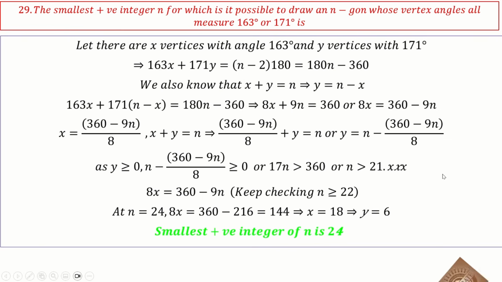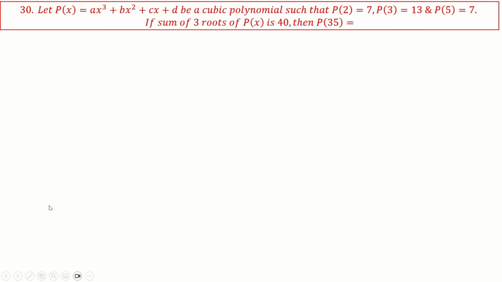Yeah, this is a moderate question. Next, the last one. Let p of x be a cubic polynomial defined as ax cubed plus bx squared plus cx plus d, such that p of 2 equals 7, p of 3 equals 13, and p of 5 equals 7. If the sum of the 3 roots of p of x is 40, then what is p of 35?